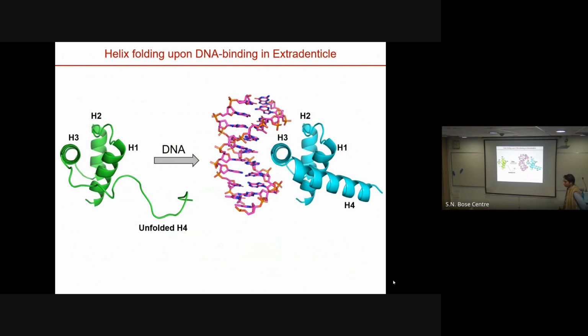Yes, you have the answer. You have the structure for this one. No, we are trying to get this. So we are trying to get the free protein structure as well as the DNA bound structure. The other thing that you may want to look at is electrostatic effects, long-range electrostatic effect from DNA.